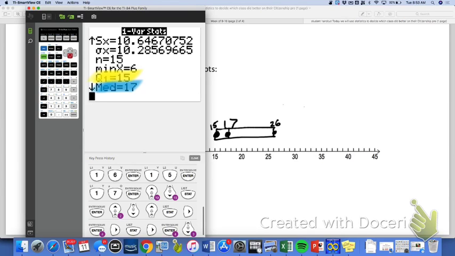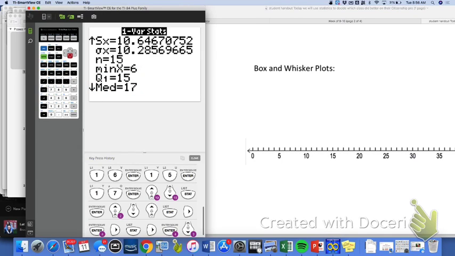Now I've got to do my whiskers. Okay, it's a box and whisker plot. So the calculator also, if you couldn't figure out what your lowest number is, still gives you that lowest number. It gives you your minimum and your maximum. So my left whisker, I just froze my screen. Where's my minimum? It's right there in that list for you. It's 6.